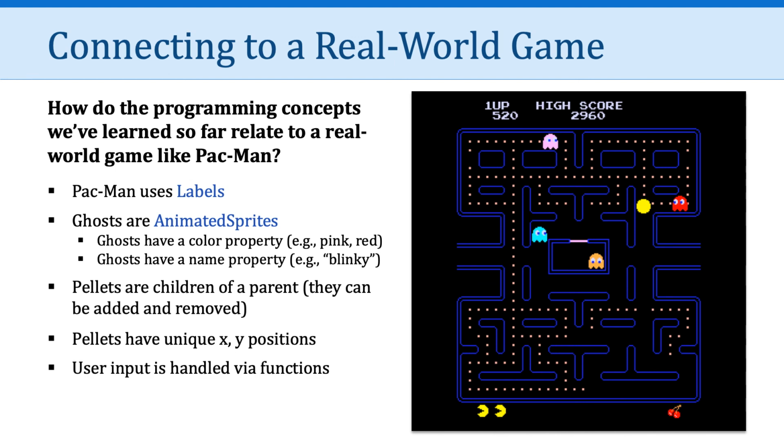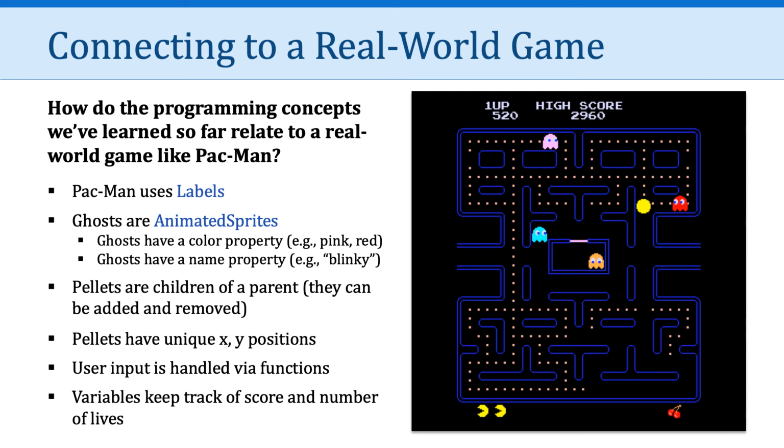Another way we can connect to PacMan is to think about user input. When the user is moving the joystick or controlling PacMan with the keyboard, that is user input. And PacMan has to be programmed in order to handle or respond to that input, and all of that is done using functions. So when the user presses left to make PacMan turn left, in order for the game to respond, a programmer had to program that functionality in a function.